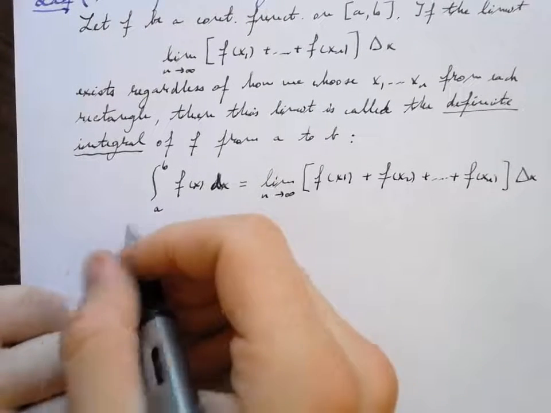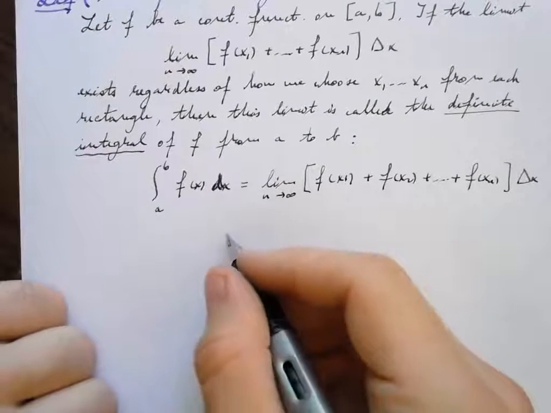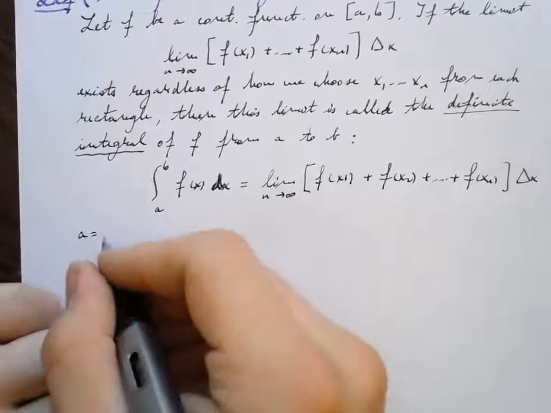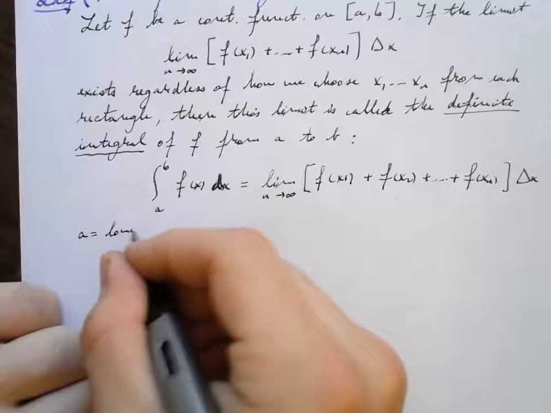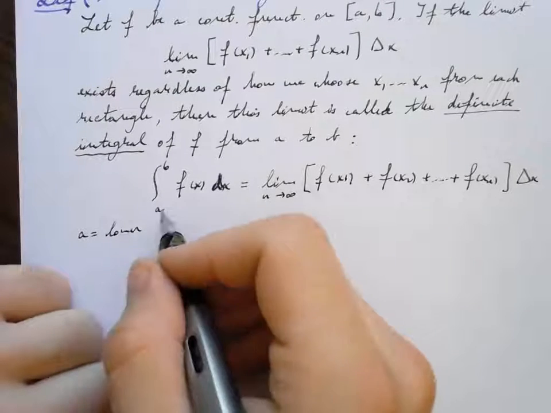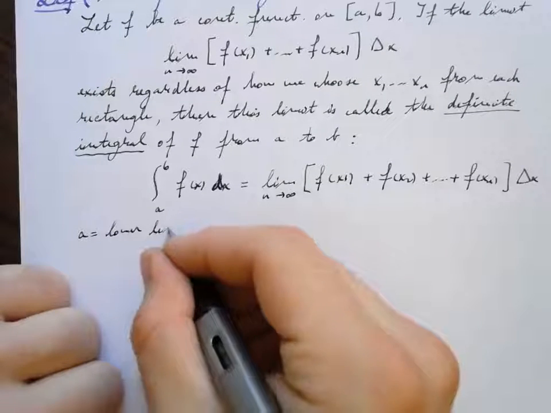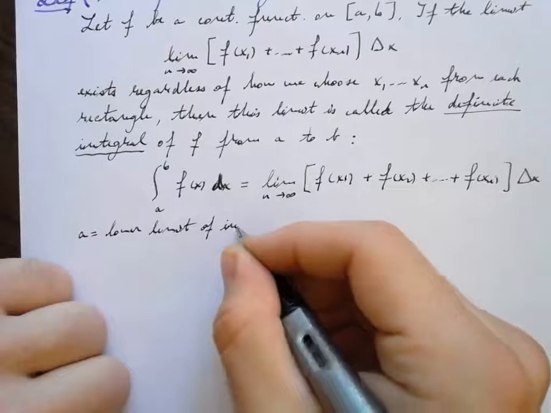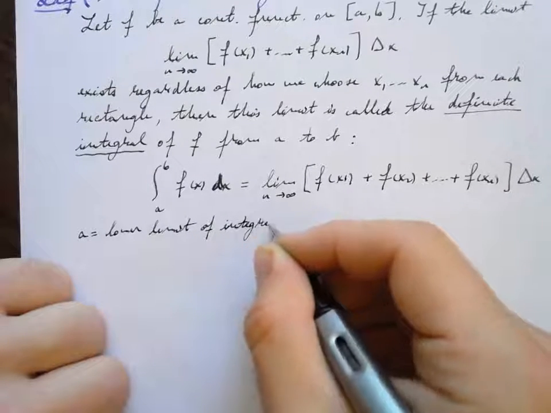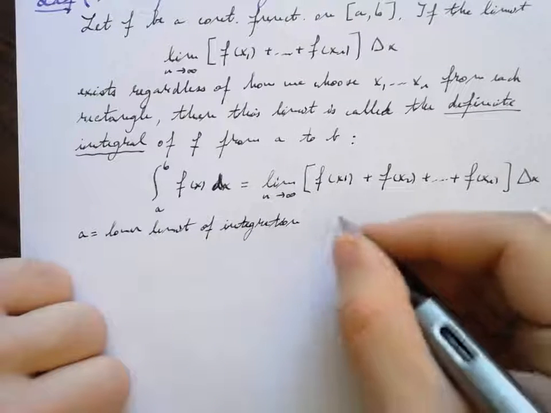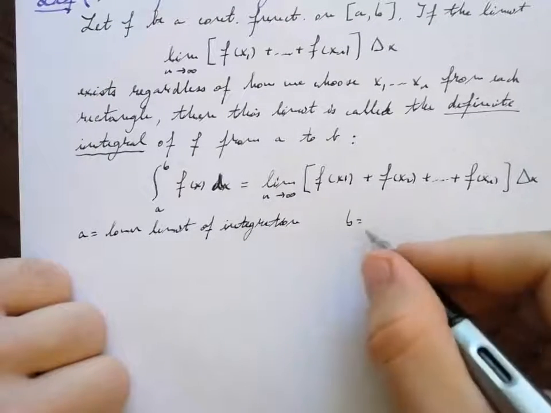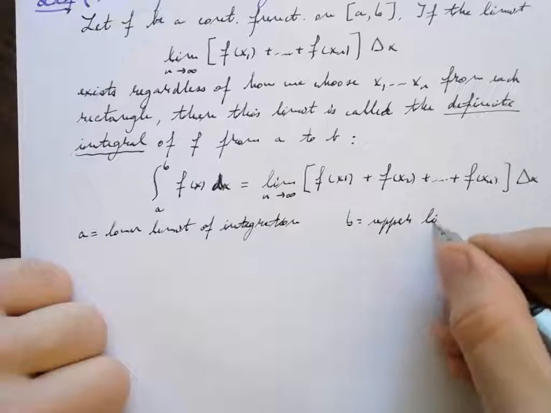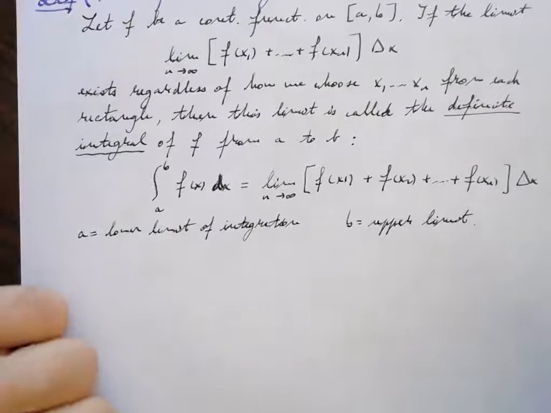And here, let me write what this is. A is going to be the lower limit of integration, and b is called the upper limit of integration.